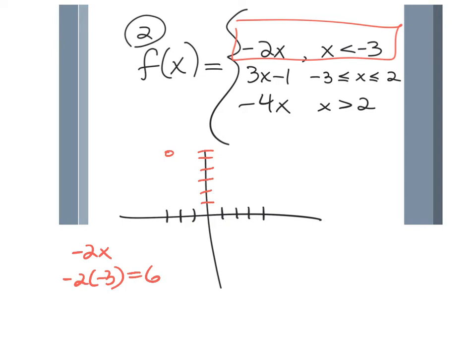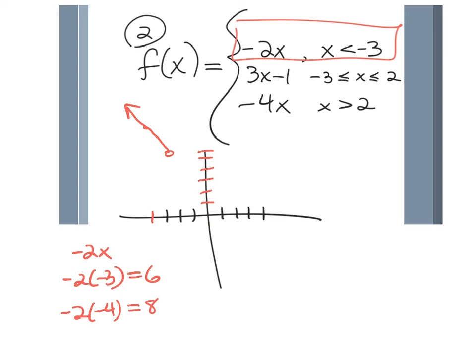Okay, then next, I'm going to plug in another number. Let's plug in another number that's less than that. And we could plug in -4. So -2 times -4 gives me +8. So over here, I'll come to -4, and then I'll go up to +8. So we can see the graph is going to go up in this direction for the first function, or the first piece of the function.